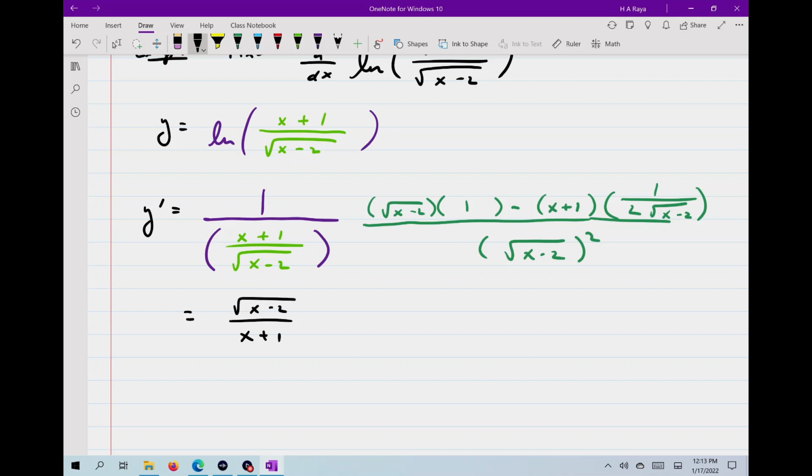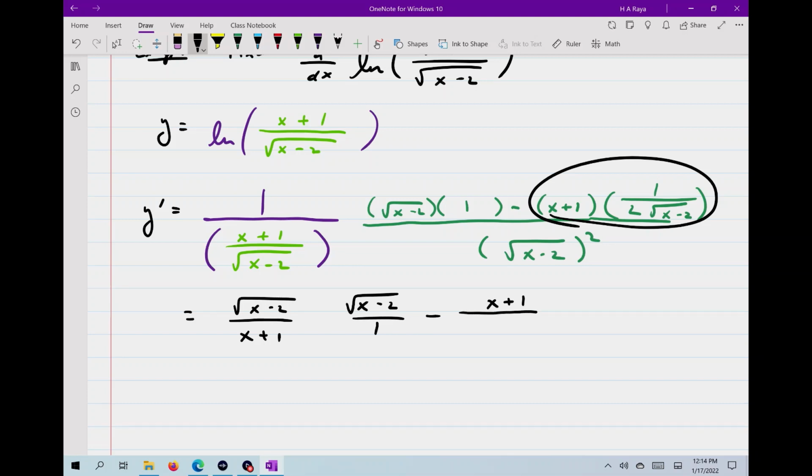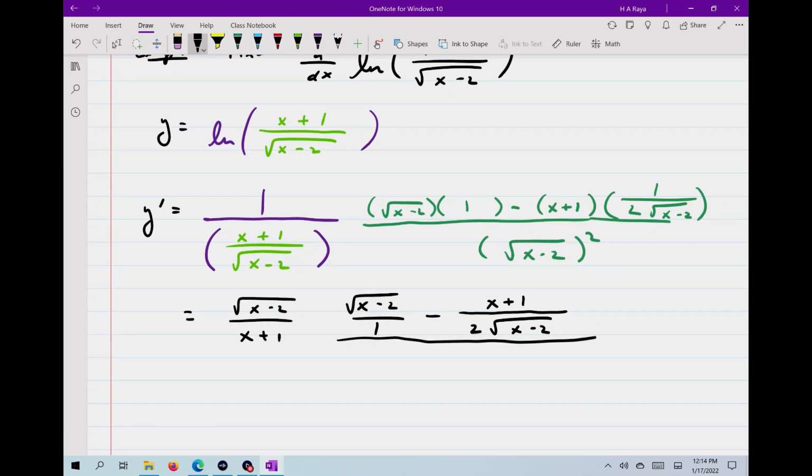For the numerator up here, I'm going to write this as the square root of x minus 2 divided by 1. You'll see y over 1 in just a second. Minus, and when I'm looking at the product of these two functions, I'm going to write it as a fraction. So in this fraction, I'm going to have my x plus 1 in the numerator, and in the denominator, I'll have 2 square root x minus 2, and all of that is going to be divided by the square root of x minus 2 squared, but when we square root, they cancel each other out to give me simply x minus 2.